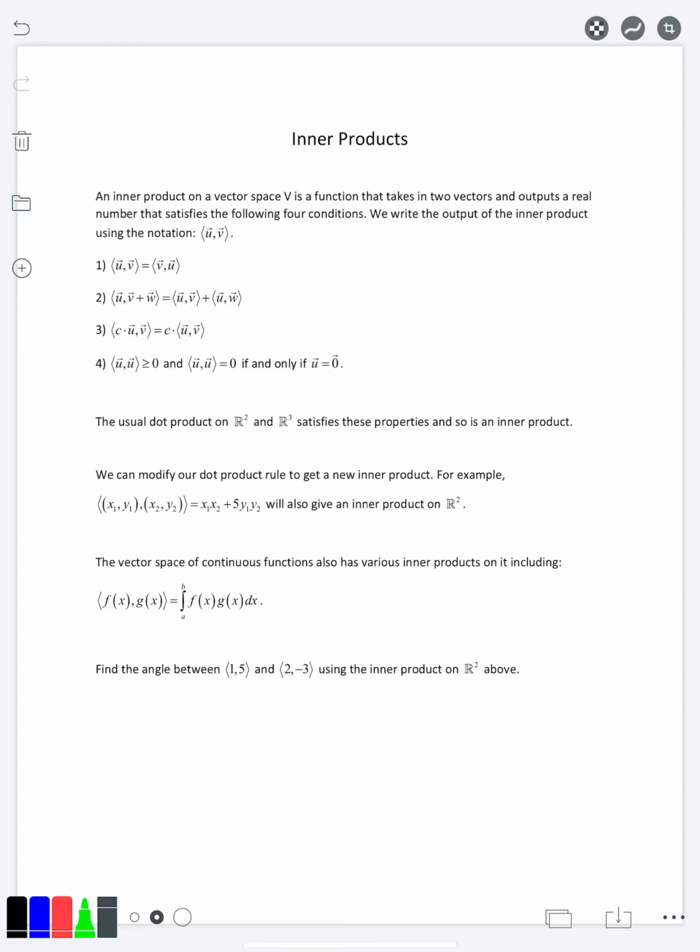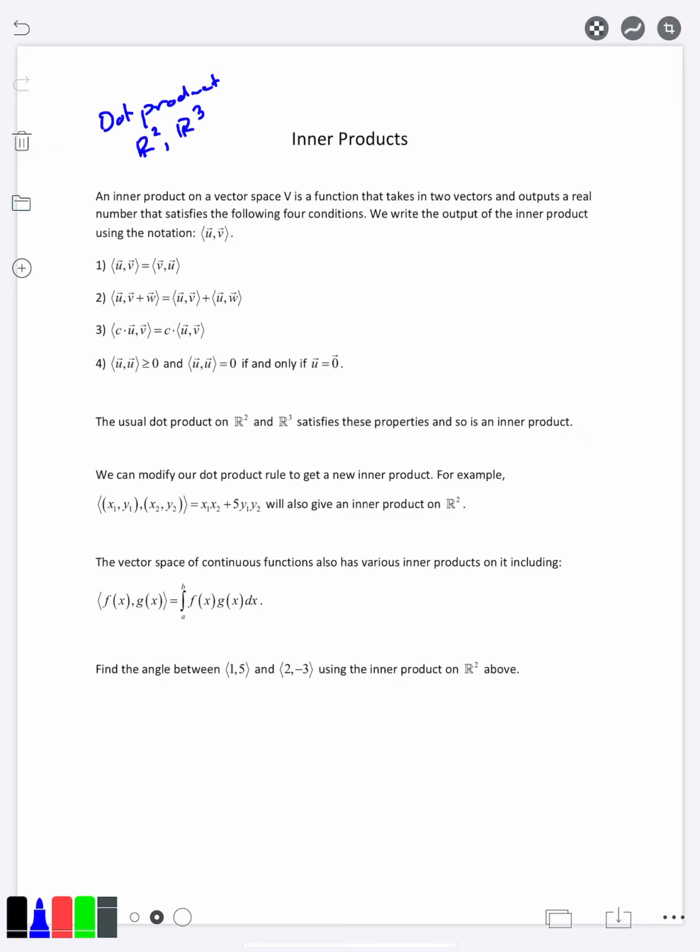In this video, we're going to learn about the concept of an inner product. In our previous video, we learned about dot product, and that was specifically something we did in R2 and R3. And the idea of inner product is a way to generalize that concept to other, maybe more crazy vector spaces.